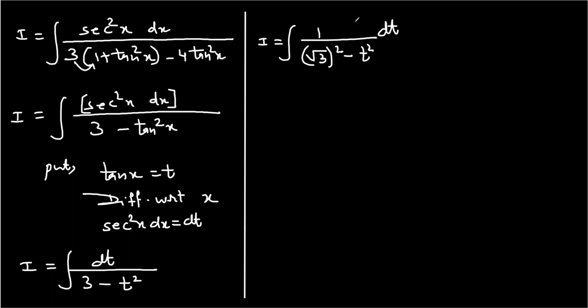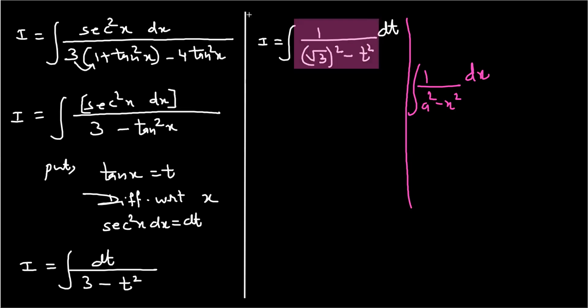So this is, you will have 1 upon a square minus x square dx. You check this. What kind of integral is this? It is 1 upon constant square minus variable square. And what is that? It is 1 upon 2a log of a plus x upon a minus x plus c.